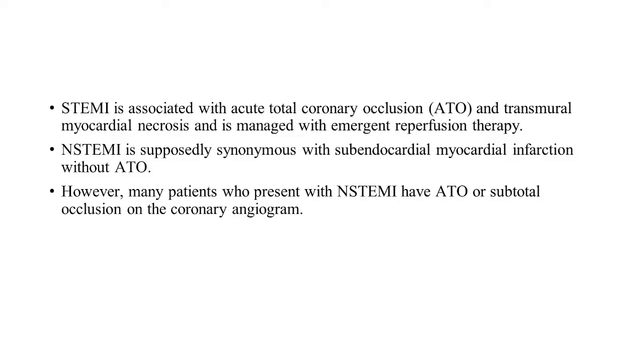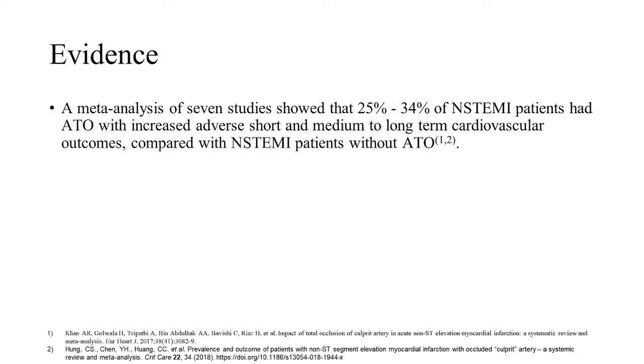And as we have already discussed, some patients in NSTEMI have an acute total coronary occlusion or a subtotal occlusion on the angiogram, and they were evaluated later because they presented again with ischemic cardiac chest pain. A meta-analysis done on NSTEMI patients found that around 25 to 34% of them had worse short-term, medium-term and long-term cardiovascular outcomes, such as risk of reinfarction, death, stroke, congestive heart failure, and life-threatening arrhythmias. This meta-analysis proved that even this subset of NSTEMI patients was being neglected by our reperfusion strategy.